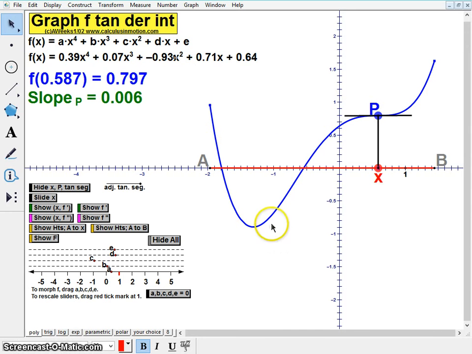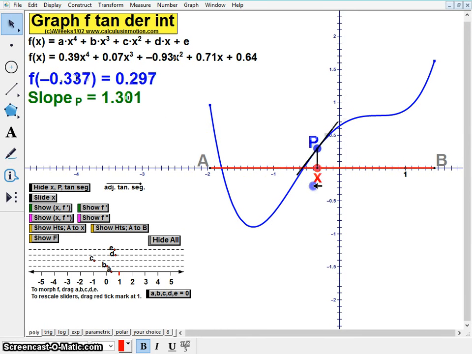So when we go to graph the derivative of a function, what I like to do first is try to find the spots on this function that have a slope of 0. So on this one we can see we have a slope of 0 somewhere around here, and we have a slope of 0 somewhere around here.